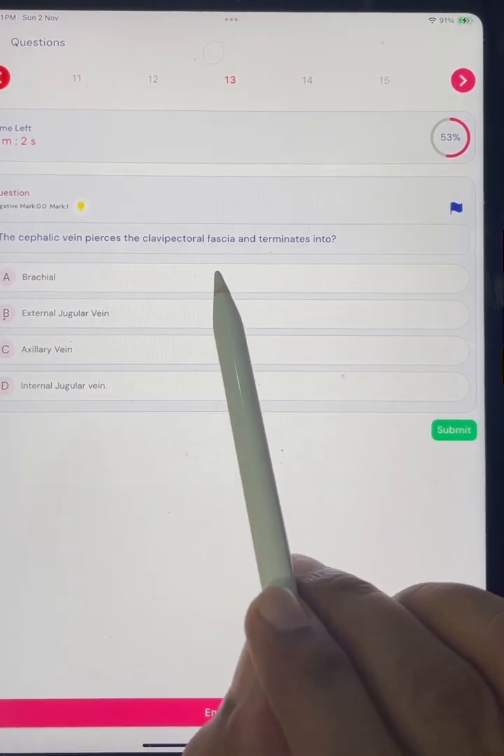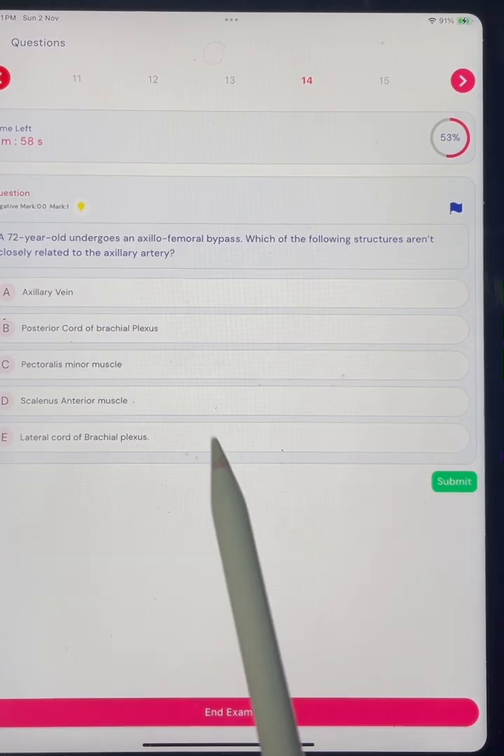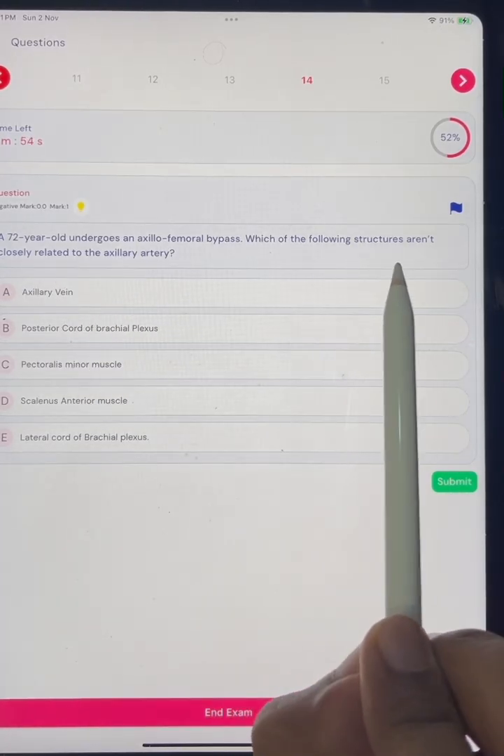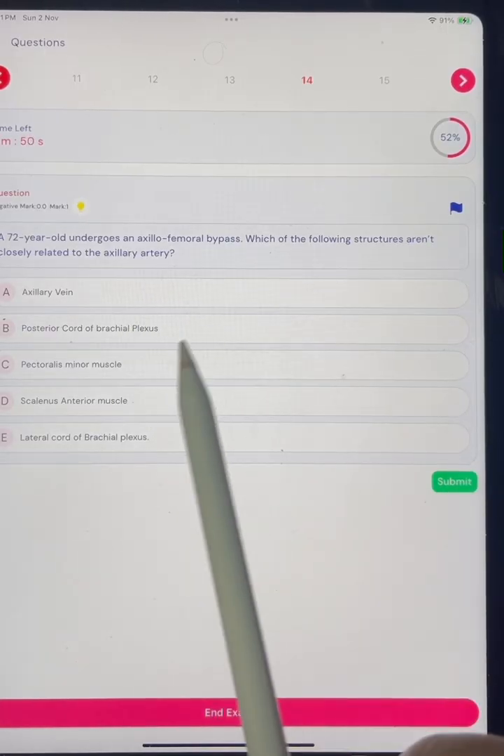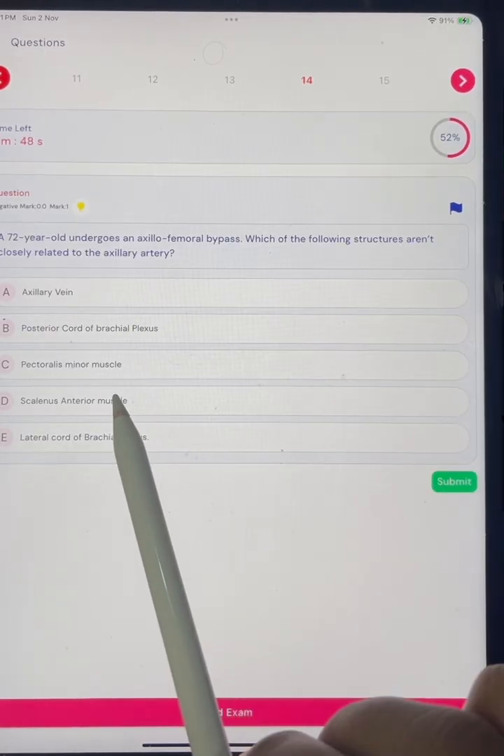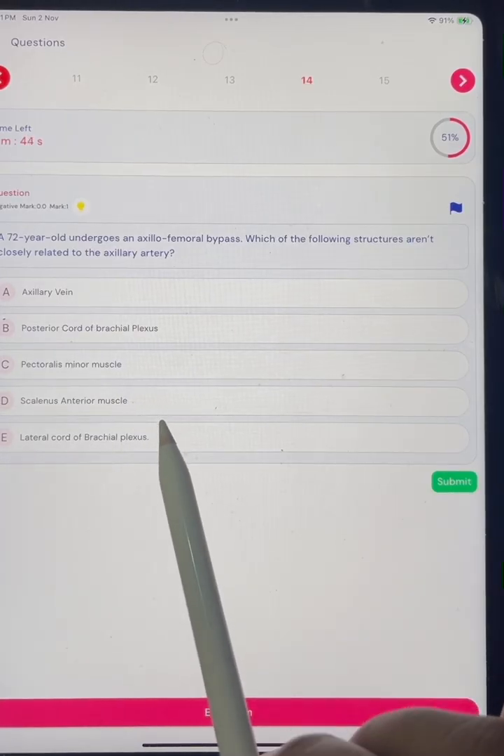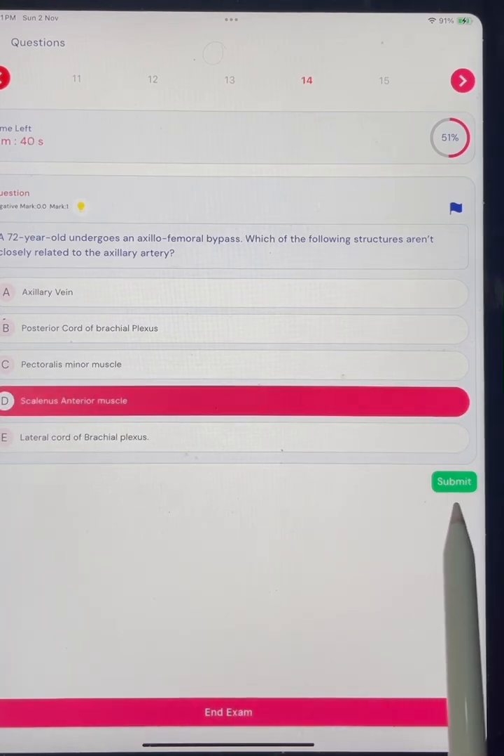The cephalic vein pierces the clavipectoral fascia and terminates in the axillary vein. A 72-year-old undergoes axillo-femoral bypass. Which of the following structures isn't closely related to the axillary artery? The axillary vein is there, the posterior cord is there, pectoralis minor is making the division, scalenus anterior muscle, the lateral cord of the brachial plexus. Scalenus anterior is very far away.